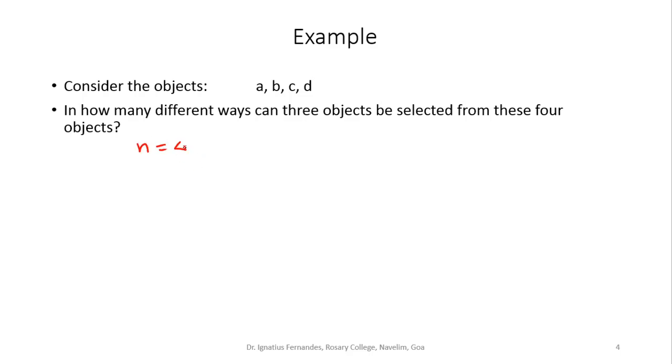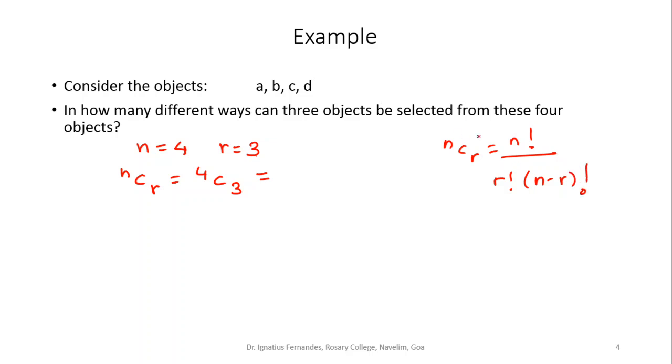So I have 4 objects, n equal to 4, and I am selecting 3 objects, r is equal to 3. So the number of ways I can select 3 objects out of 4 is nCr, which will be 4C3 as per the formula. So what is nCr? nCr is n factorial upon r factorial into n minus r factorial. So n here is 4, r is equal to 3, so it will be 4 factorial upon 3 factorial into n minus r, that is 4 minus 3 factorial.